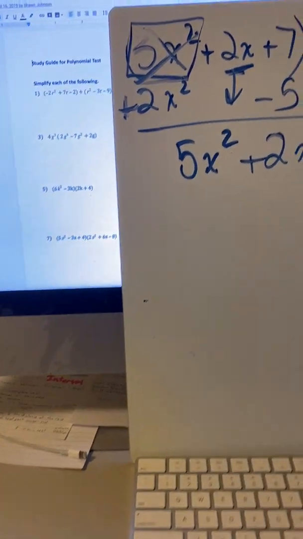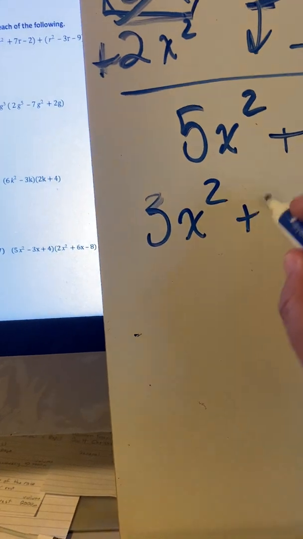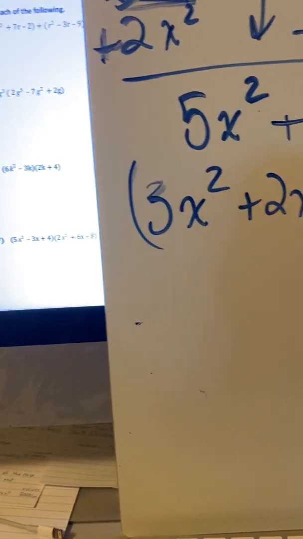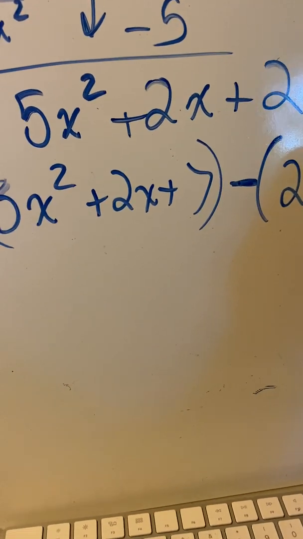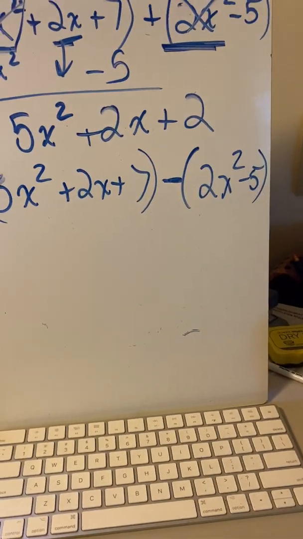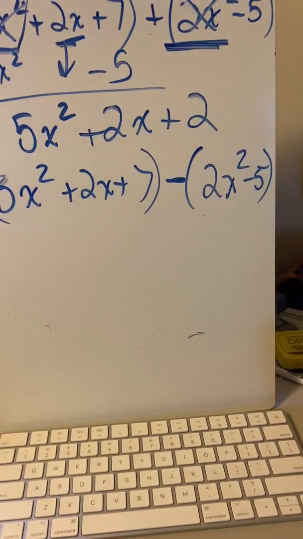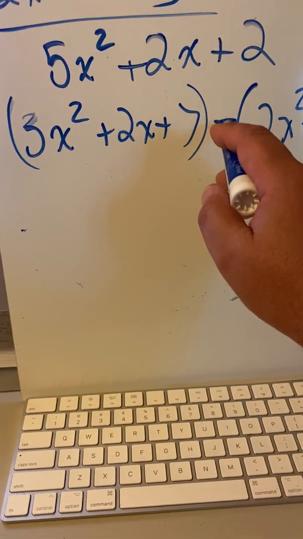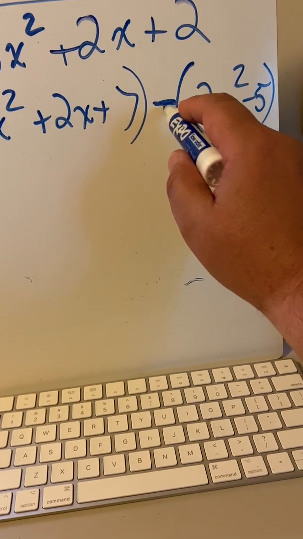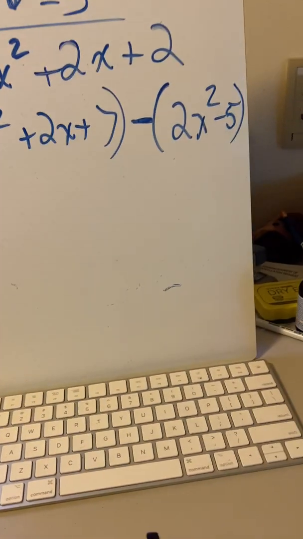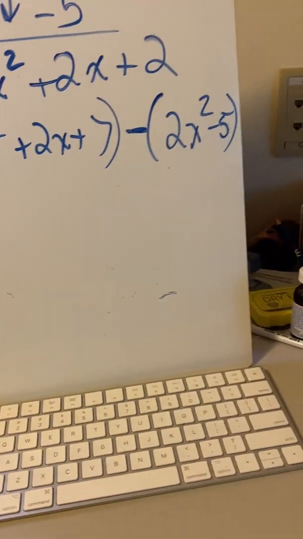Now, what if I change this problem ever so slightly? 3x squared plus 2x plus 7 minus 2x squared minus 5. Be very careful. This is like number 2 in the problem up in the polynomial study guide. Okay? This is like number 2. You've got a minus sign. That negative sign, and I'm hoping you know this, negative sign distributes through this expression over here. Okay? It gets distributed through that binomial.